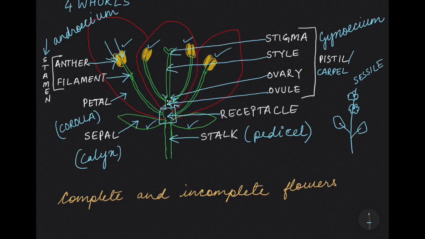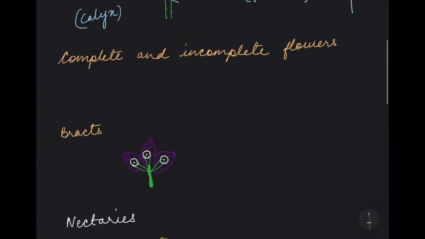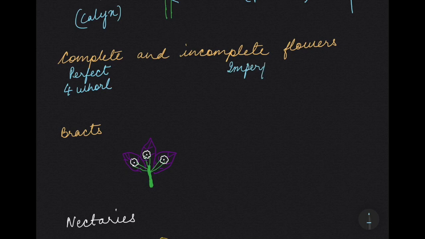So next, moving on to complete and incomplete flowers. A complete flower is also known as a perfect flower. That means a perfect flower has all the 4 whorls. That is, it has the sepals, petals, stamens, and pistils, or collectively, they are calyx, corolla, androecium, and gynoecium. And when we talk about an incomplete flower or an imperfect flower, one or more of the floral whorls are missing.